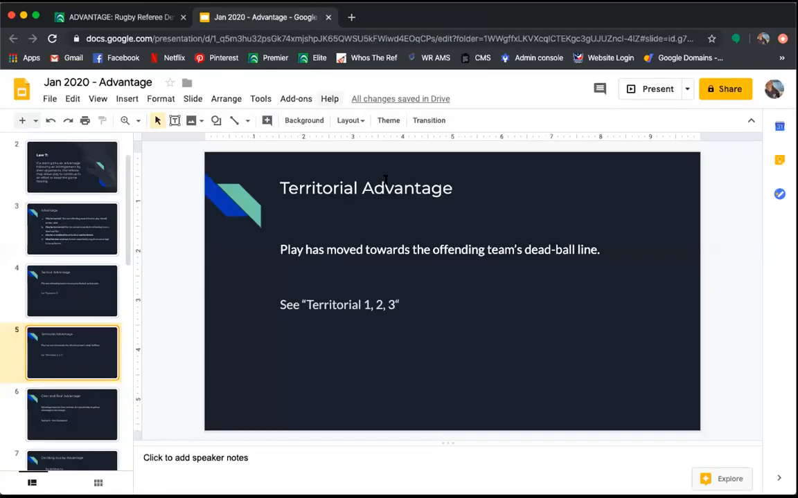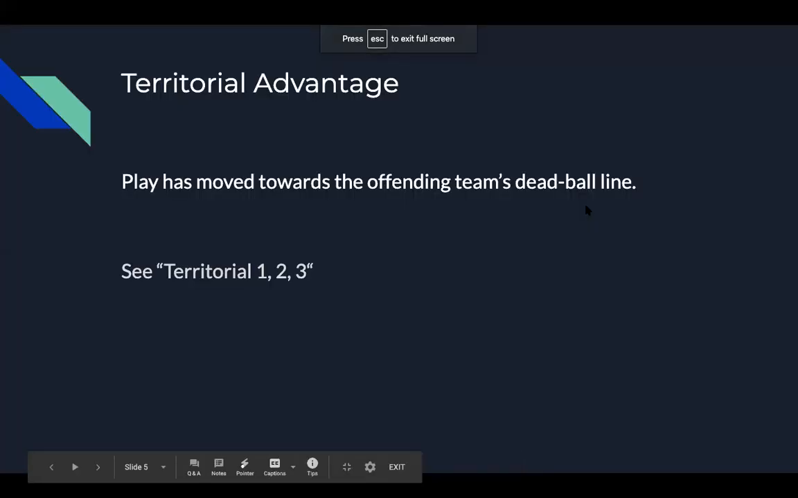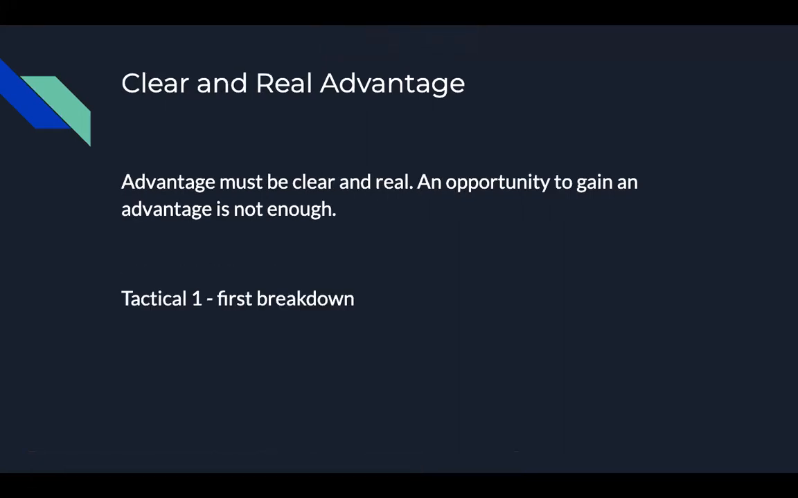Okay. Territorial. So play has moved towards the offending team's dead ball line. That's all we're looking at. Clear and real advantage. An opportunity to gain advantage is not enough. So advantages are different. Penalty advantage is different than scrum advantage. 7's advantage is different than 15's advantage.